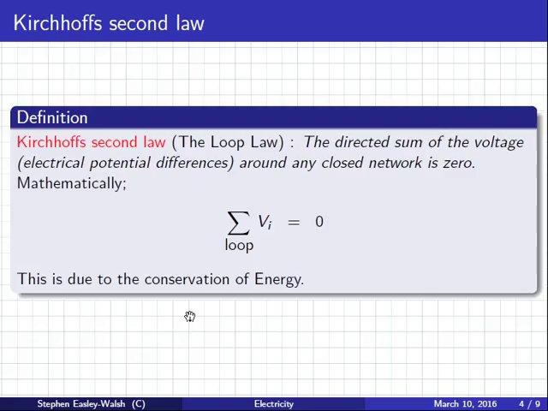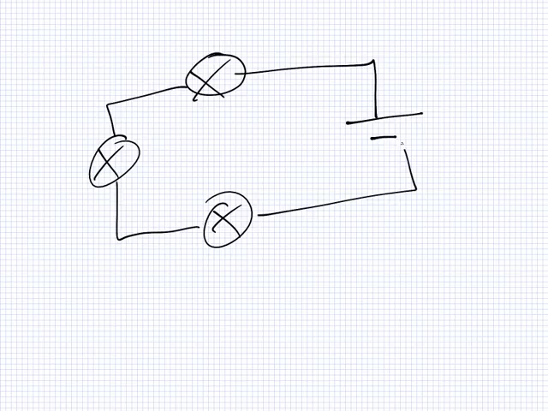Now, before you write that down, or as you're writing it down, let me just draw what that means. So what that means is, imagine you have a cell here, and you have one lamp here, one lamp here, one lamp here. And this will say is 12 volts. And this is a 6 volt, this is a 4 volt, and this is a 2 volt when you measure.